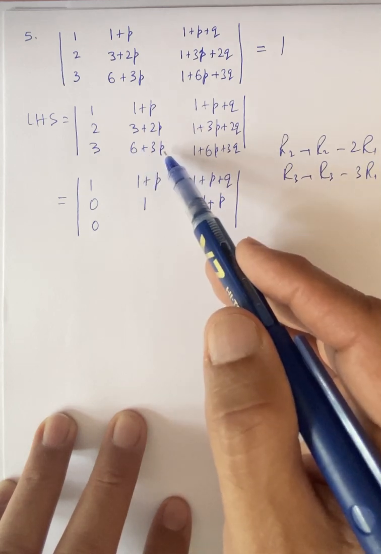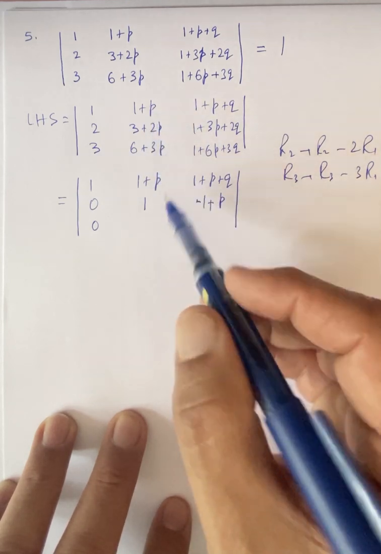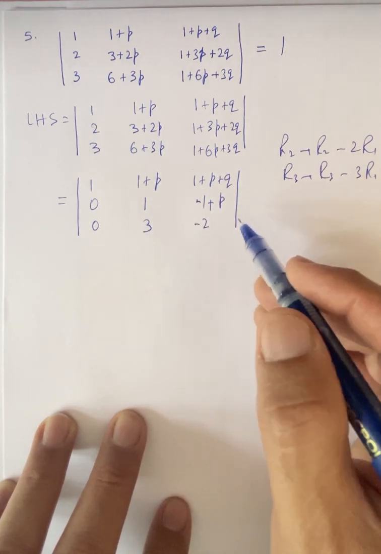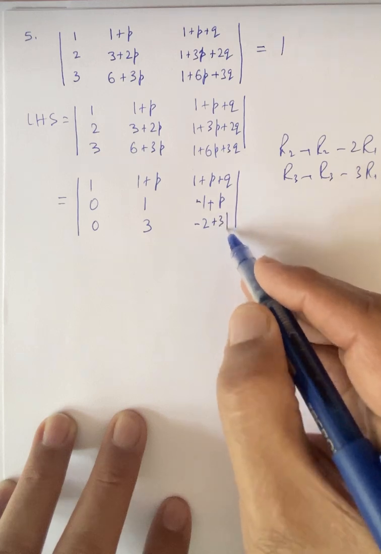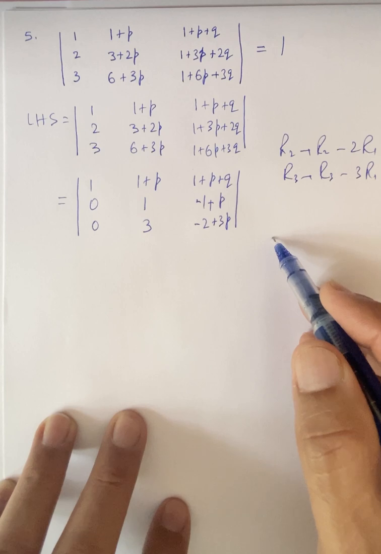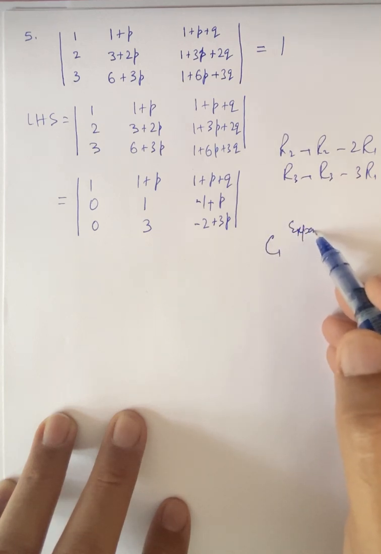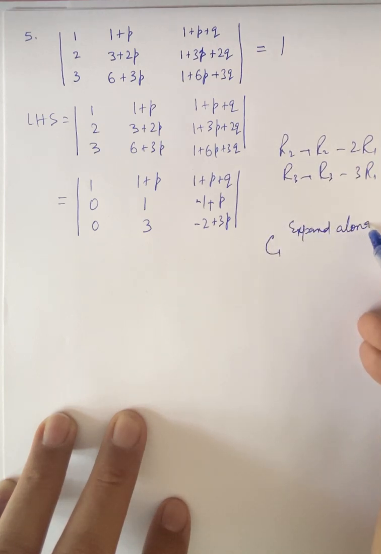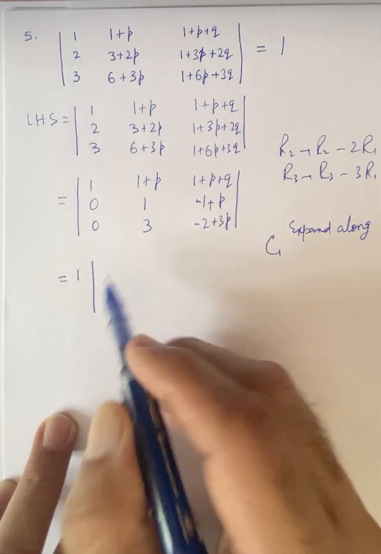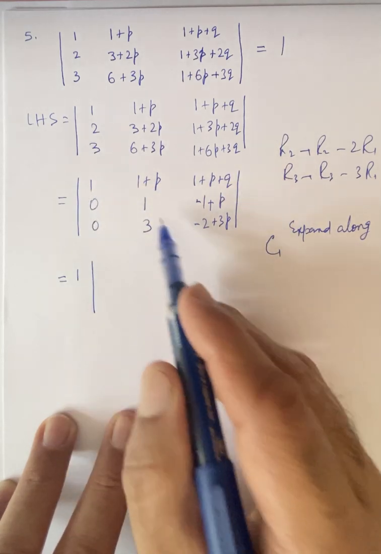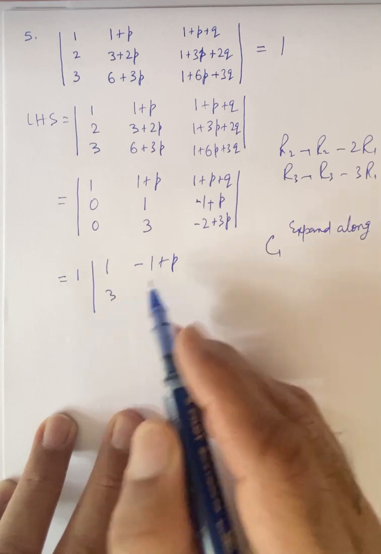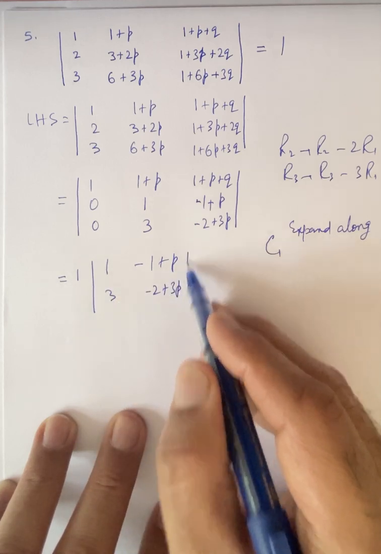This is 6 plus 3p. So thrice of this, p will cancel, we will have 3 here. This will be minus 2 and plus this is 3p. Now we have 2 zeros in the first column, so we expand along elements of first column to get 1, and suppressing this and this, it's this and this. It's 3 here, minus 2 here and 3p here.